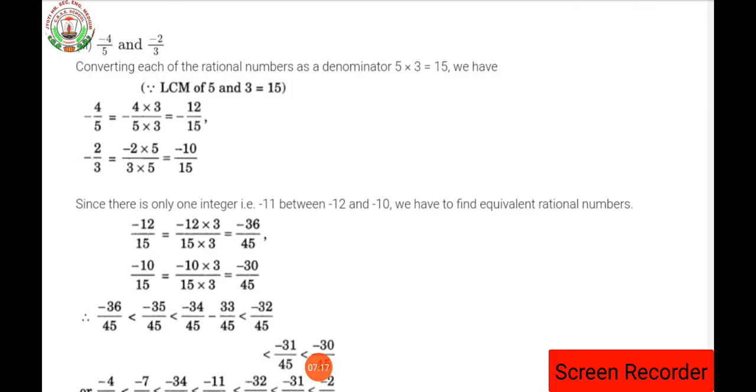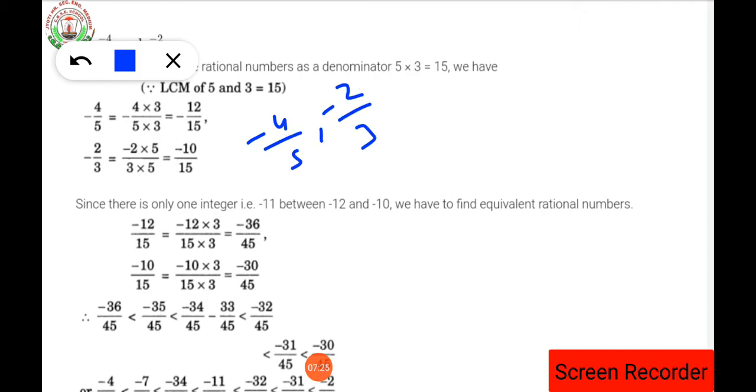Okay, so dear student, first what we have to do, in the previous question we have seen that the numbers are not having the denominator, that's why we are going to write the number with the denominator. In this question, both the numbers -4 by 5 and -2 by 3 have denominators. What are the denominators? 5 and 3. Both are different denominators. If it is a different denominator, that means it is an unlike term. अगर उनका डिनोमिनेटर डिफरेंट है तो वो अनलाइक टर्म होगा.